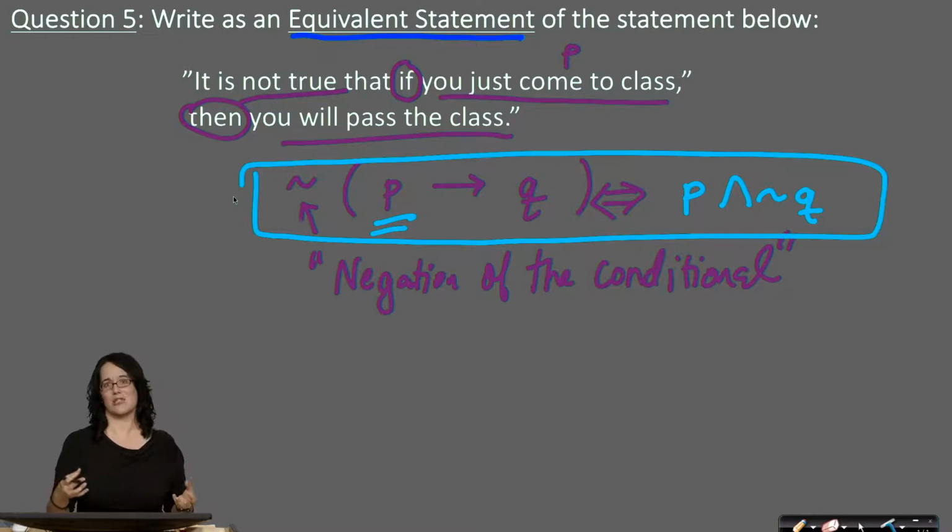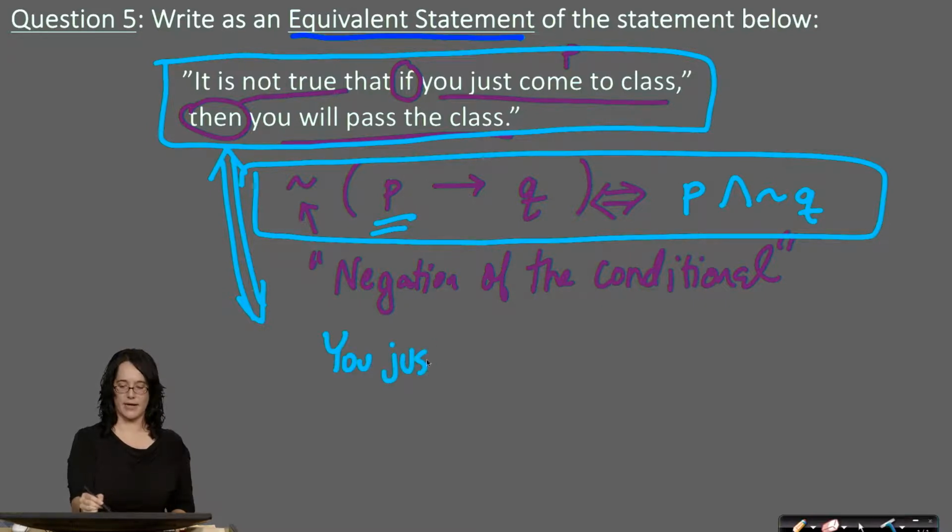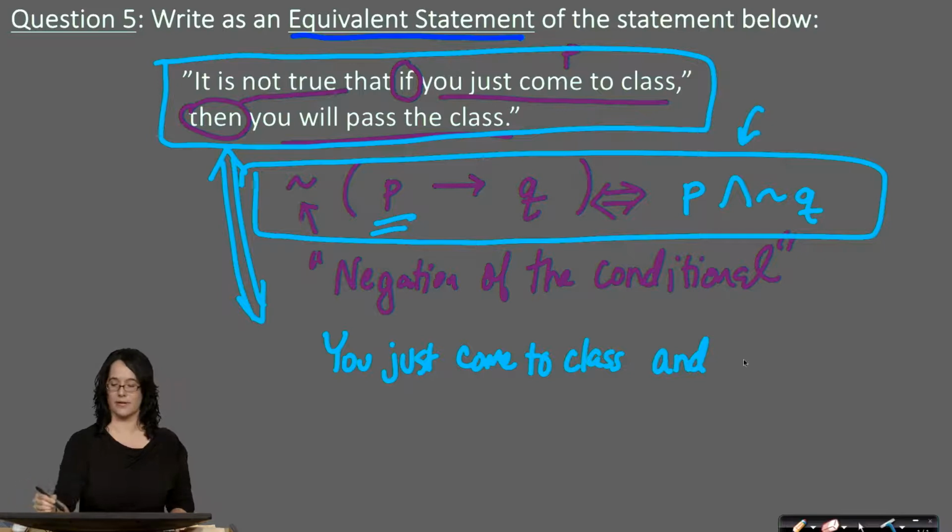Now, if you wrote that on a test, you're probably not going to get full points, right? Because that's not in English. Someone wants to know in English, how can I say the same thing? So how do I say the same thing as, it is not true that if you just come to class, then you'll pass the class? Well, that would be equivalent to saying P happens and not Q happens. So P was, you come to class, or you just come to class, and that was this connective here. You did not pass the class, or you don't pass the class.